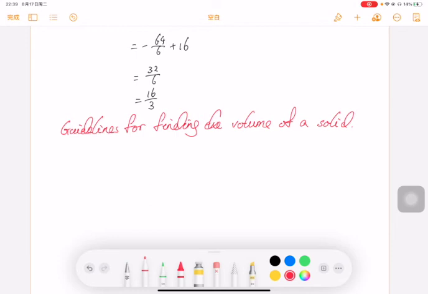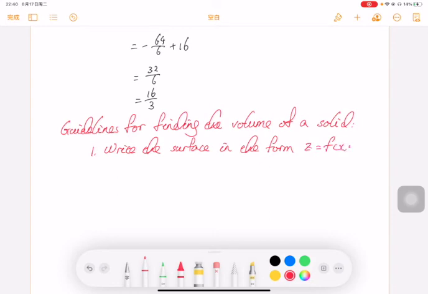Alright, so the guidelines for finding the volume of a solid. The first step is write the equation. Note that the solid is always a solid over the xy plane. So here, right now, we are not looking at just arbitrary solids. We are looking at solids that are bounded between a surface and the xy plane. So we write the surface in the form z equals f of x, y.